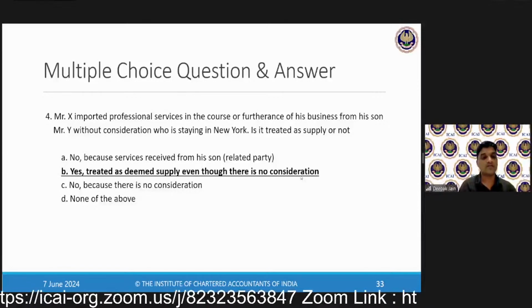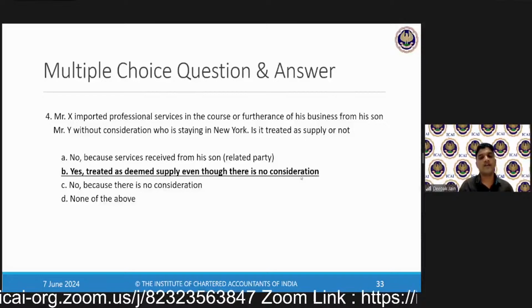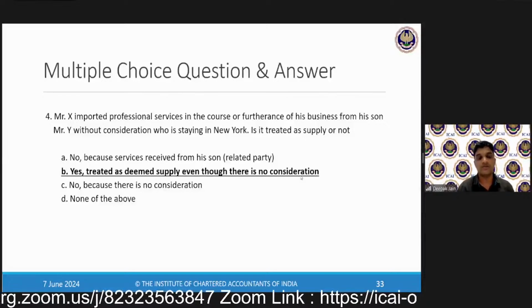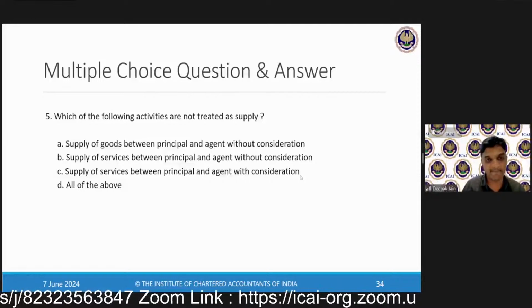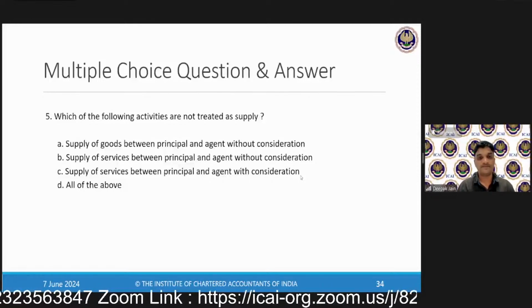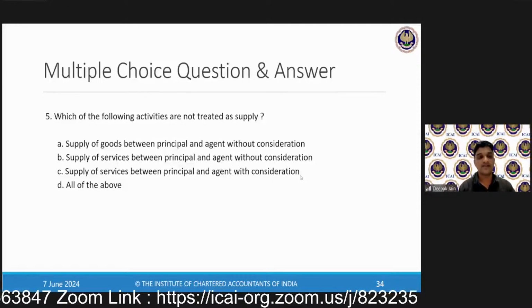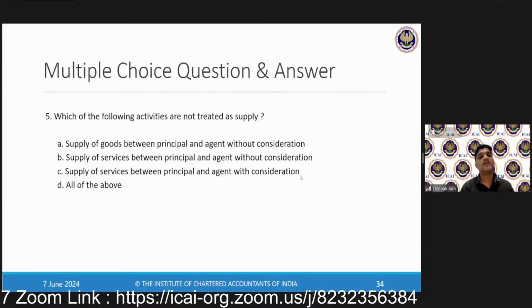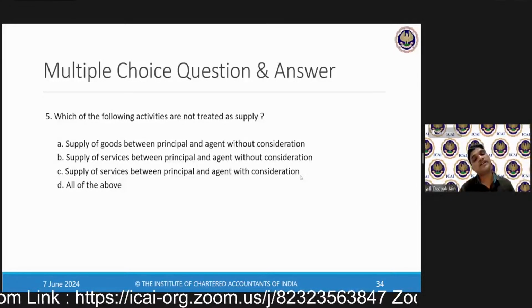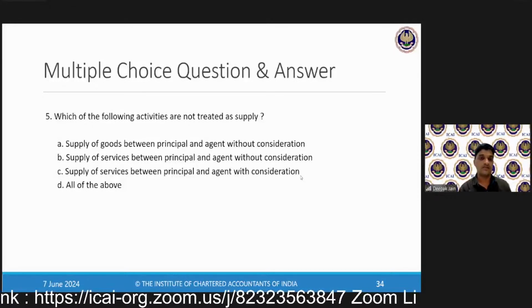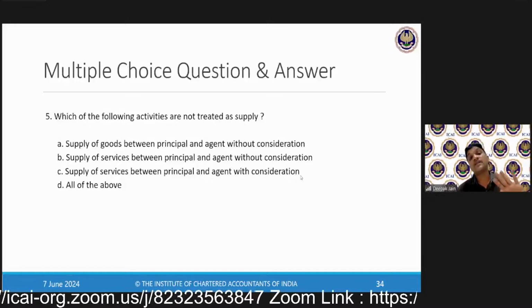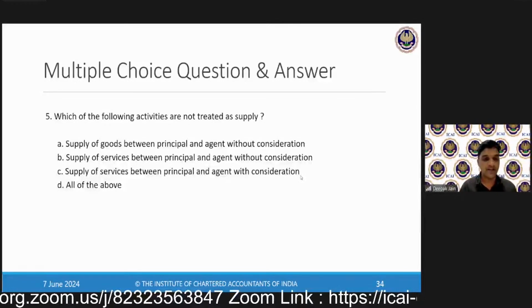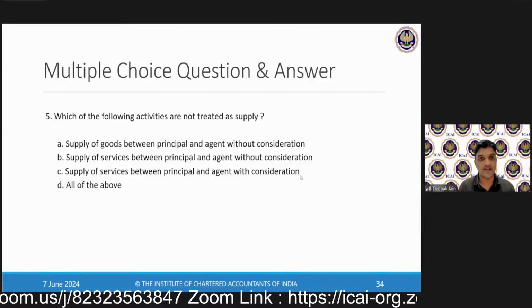Next MCQ. Which of the following activities are not treated as supply? Okay, I will answer this because we have not discussed this in detail. Supply of goods between principal and agent without consideration is a supply because it's there under Schedule 1. But it says only supply of goods in that Schedule 1. I will take you through that Schedule 1 to understand this better.